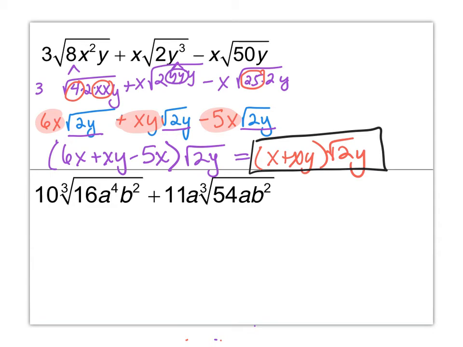Let's look at the example at the bottom of the page. We're looking at 10 times the cubed root of 16a to the 4th b squared plus 11a times the cubed root of 54ab squared.